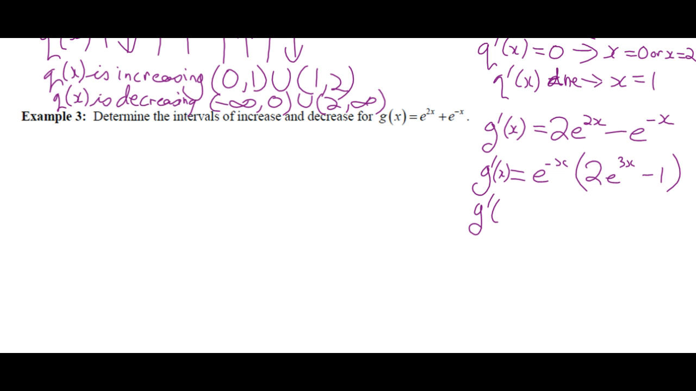So g prime of x is equal to 0. Well, if e to the negative x is equal to 0, it's a way to say maybe we should write it this way. So let's go 2e to the 3x minus 1 over e to the x. Okay, that makes it a bit easier, right? So g prime of x will be 0 if 2e to the 3x minus 1 is 0, right? If the numerator is 0.